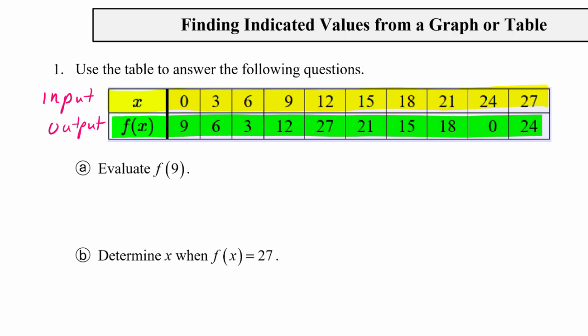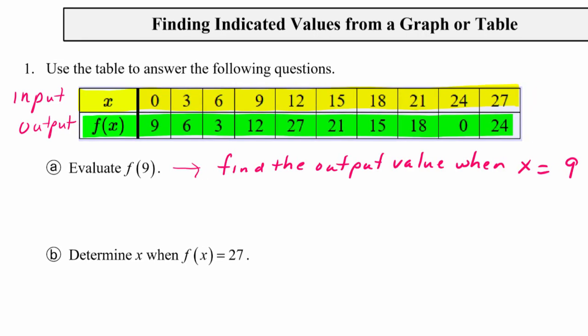They are asking us to evaluate f of 9. Just a reminder that with function notation, when you have f of 9, that means what is the output when the input is 9. So evaluating f of 9 means find the output value when x is 9. And that's right here, isn't it? This is our ordered pair, 9, 12. So that's telling us that f of 9 is 12.